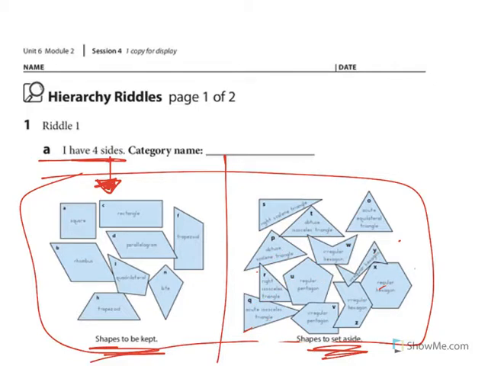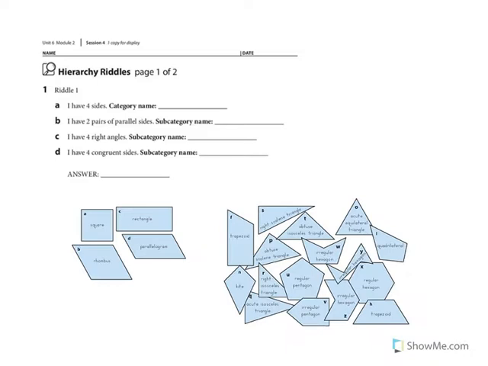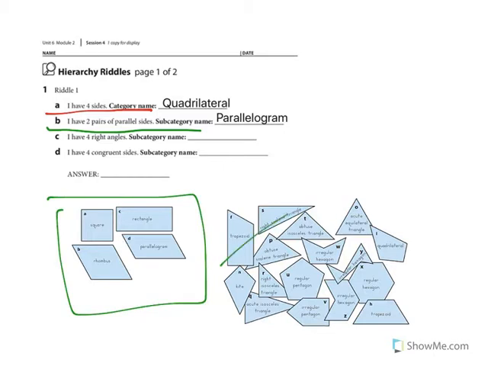Okay? Then you're going to need to name the category. So what is a shape that has 4 sides? This is called a quadrilateral. So I would name my category by writing in quadrilateral. Then I'm going to look at the next step in my riddle. So A, I have 4 sides. Category name, we already named that. It was quadrilaterals. Then I see my next specificity is that they have 2 pairs of parallel sides. The subcategory name for that I know is a parallelogram. So here I have all of my parallelograms left. I've crossed off all of the rest of these.